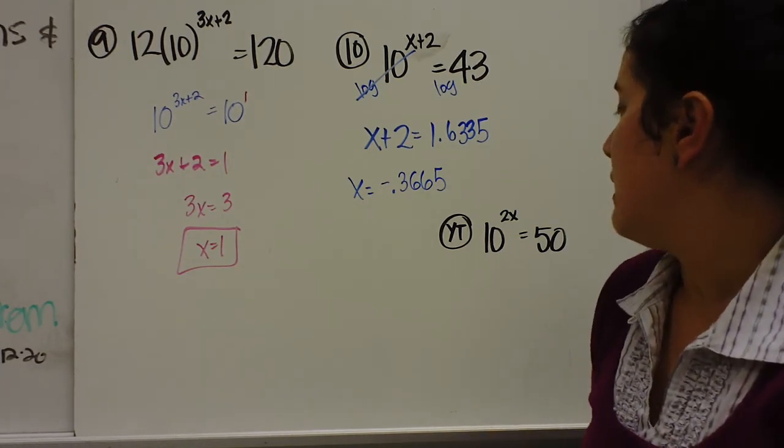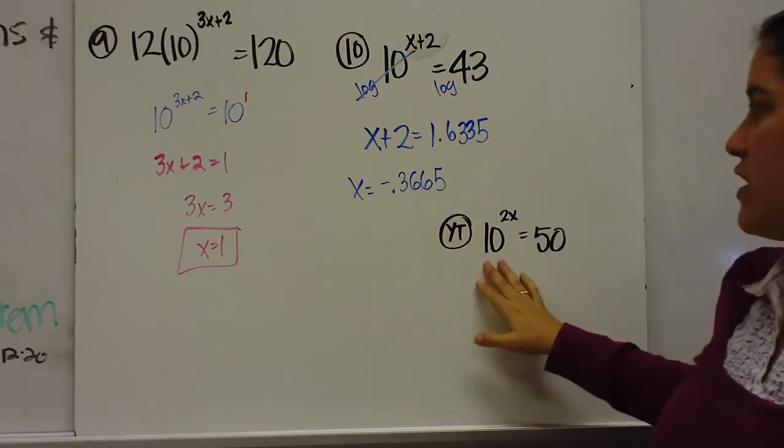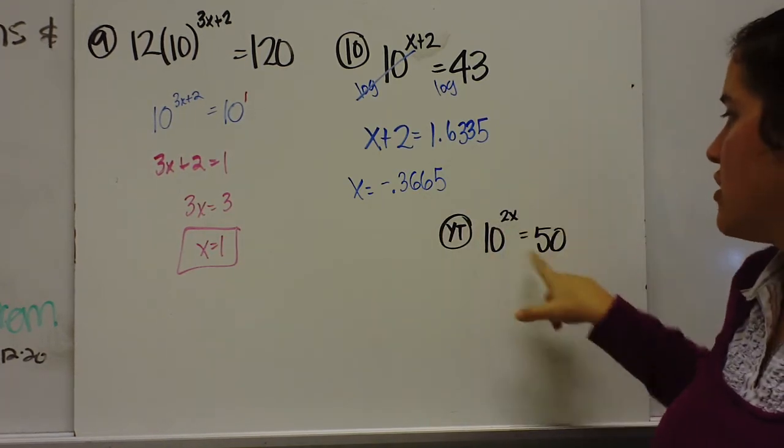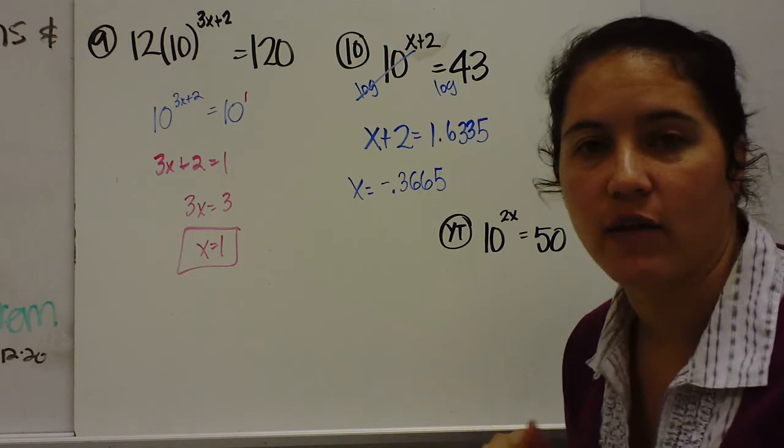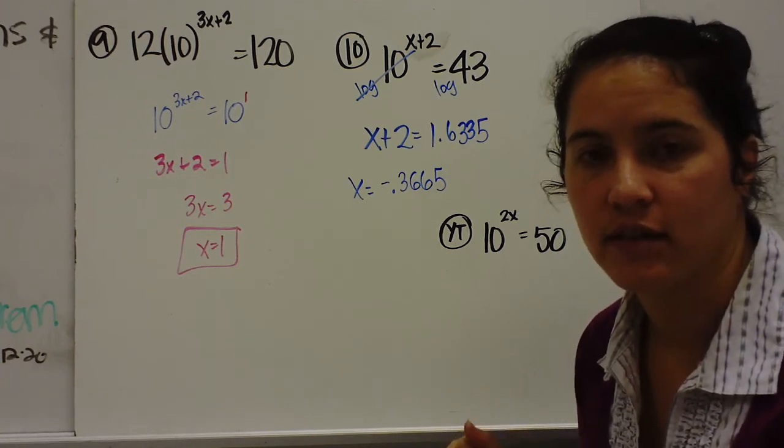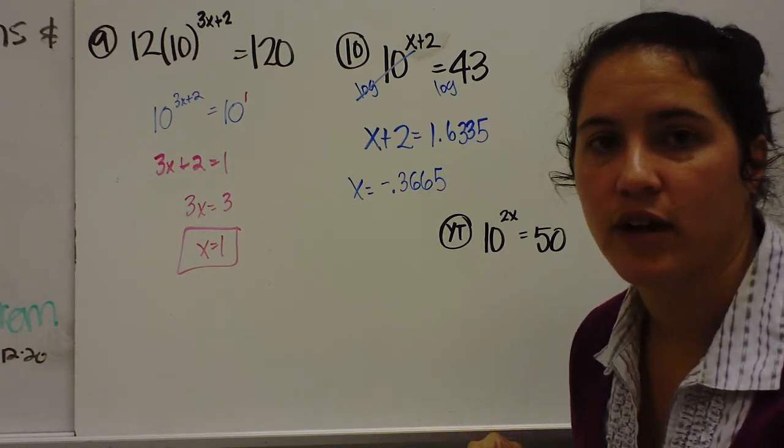Now, this final one, you try. 10 to the 2x equals 50. I want you to solve that one on your own. Pause it, and then press play when you're ready to see.